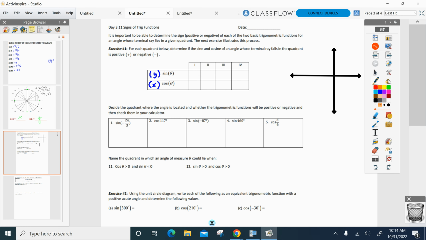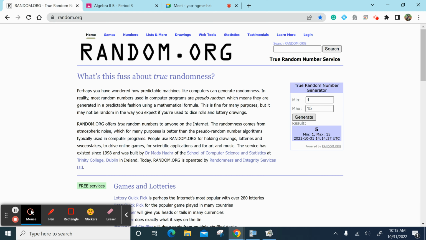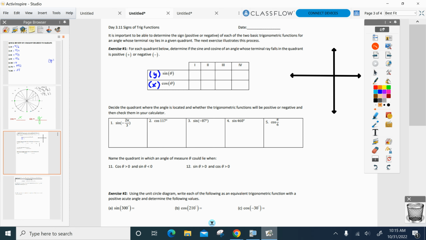What do you know about the signs on the x's and the y values in quadrant 1? X's and y's are, and I'm saying positive or negative. That's what I want to know. What do you know about the x's and the y's in the first quadrant? Positive. They're both positive. So guess what that means? Any angle in the first quadrant will have a sine that is positive and a cosine that is positive.